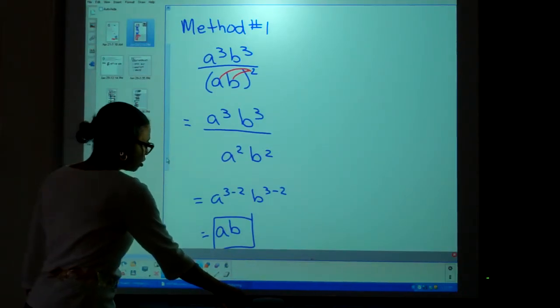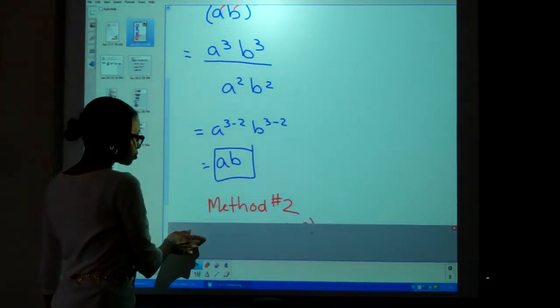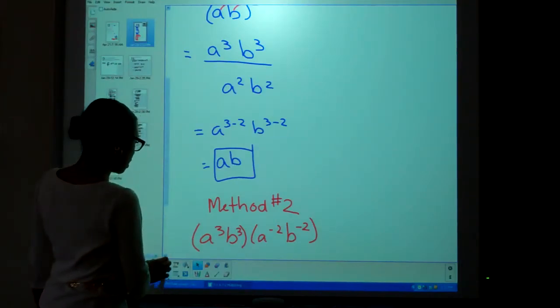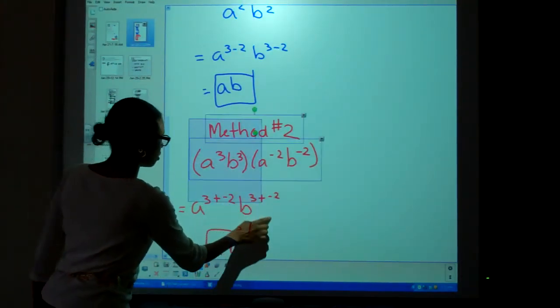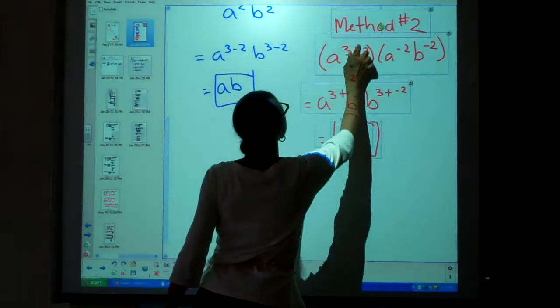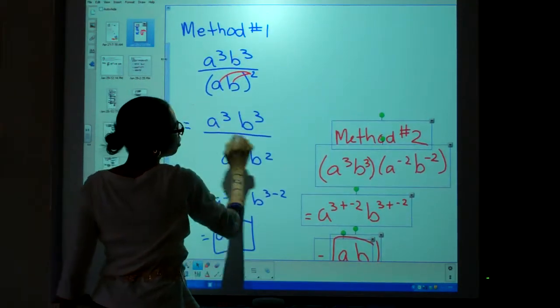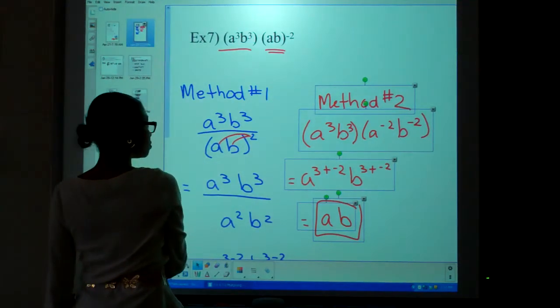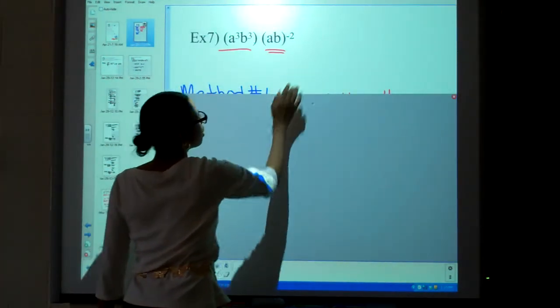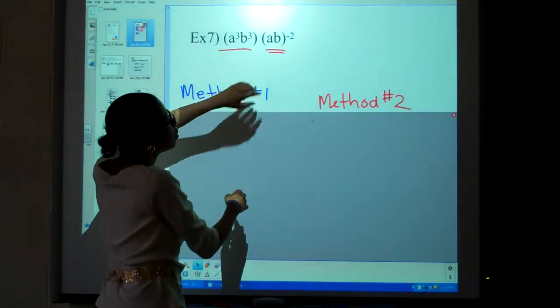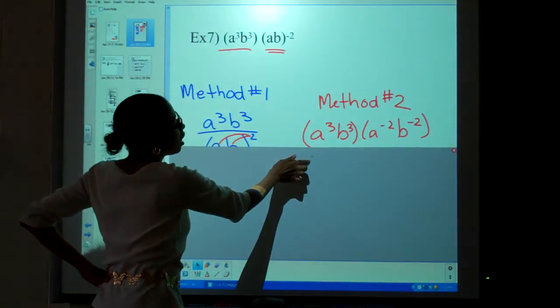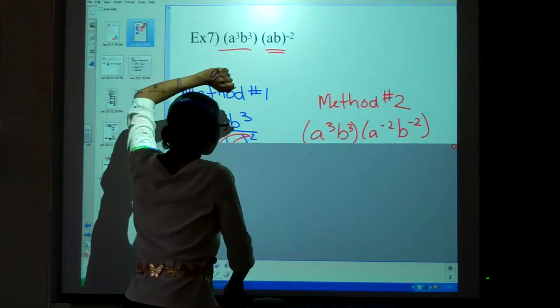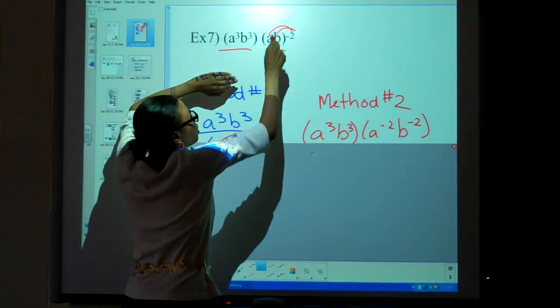The other way we could have done this particular problem is like so. I'm going to move this up here so you can see the original problem. Method 2, the other way we could have done this is, like I was talking about at first, just go ahead and distribute these in.